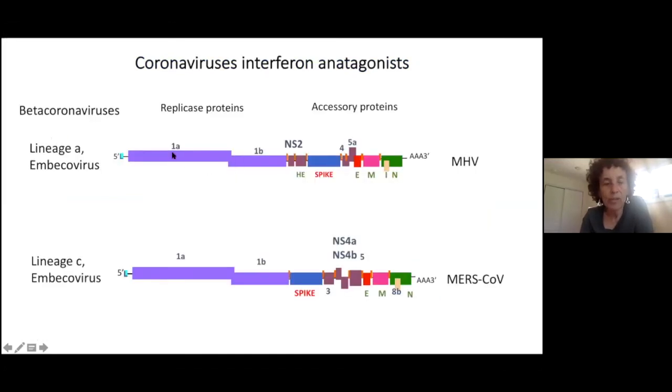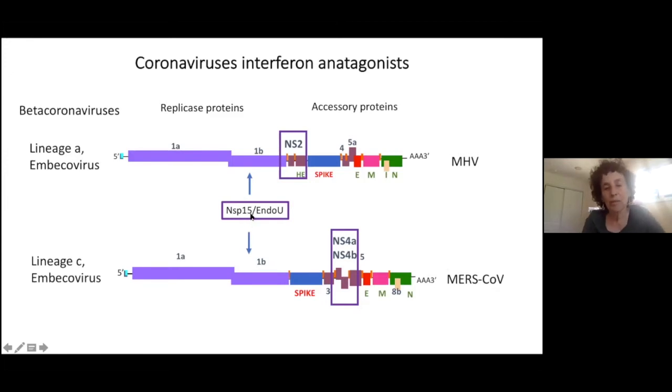I'm going to talk about some of the accessory proteins encoded by MHV and MERS coronavirus. So these are lineage A and lineage C, not SARS. These are from previous work in my lab. We're going to talk about NS2 and NS4a and NS4b. These are, again, specific to these lineages. And then I'm going to talk about NSP15 as well, the EndoU protein. And in some cases, these proteins have redundant activities, both the accessory proteins and the conserved replicase-associated proteins.